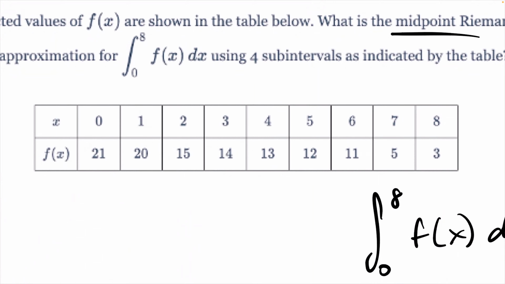How wide does the interval go? 0 to 8, right? So it's 8. How many subintervals, how many rectangles do I need? So how wide is each of them going to be? 2, right? So I'm going to draw rectangles. The first one's going to go from 0 to 2. The next one goes from 2 to 4.